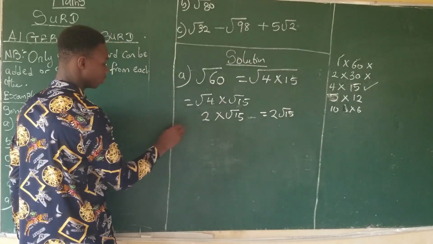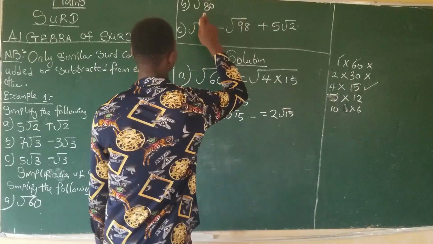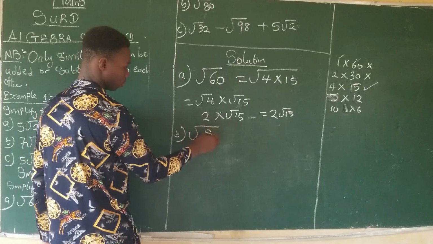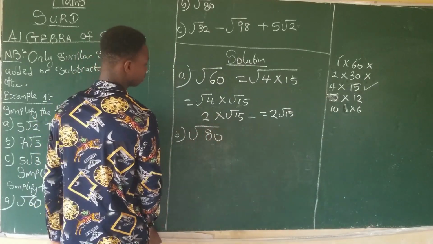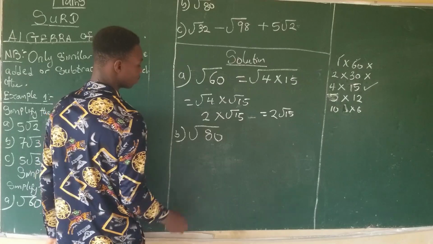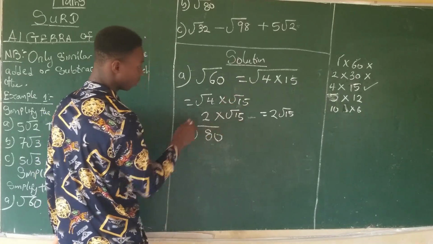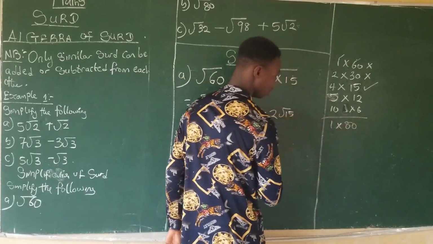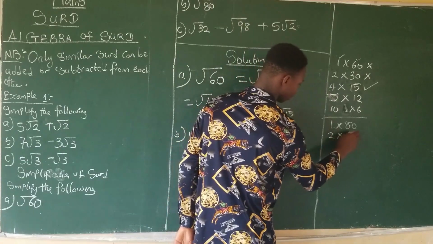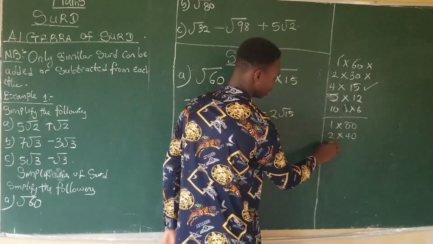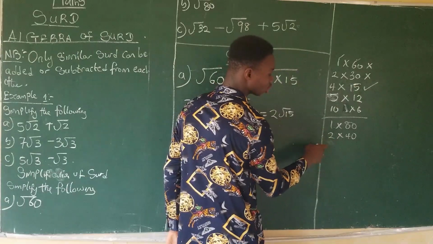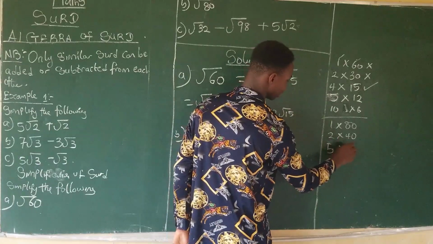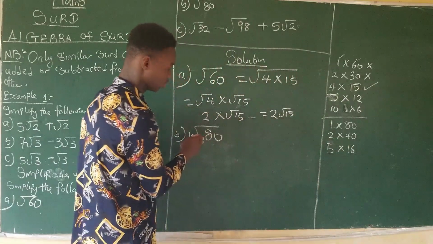So for the B part of this question, we say simplify root 80. So bring it here. Root 80. We are going to look for a perfect replacement for this root 80, the same thing we did for this root 60. So we can say from here 1 times 80 will give you 80, 2 times 40 will give you 80, and so on. In order not to waste much of our time, we can just say 5 times 16 is going to give us 80.